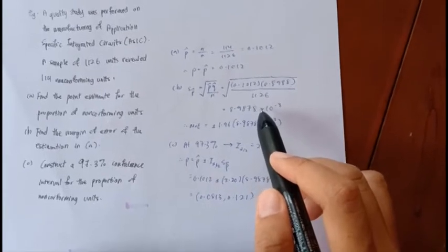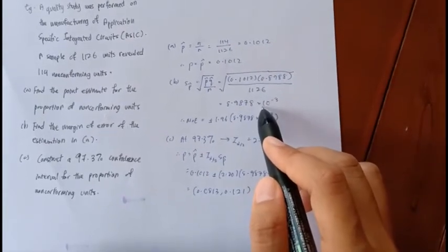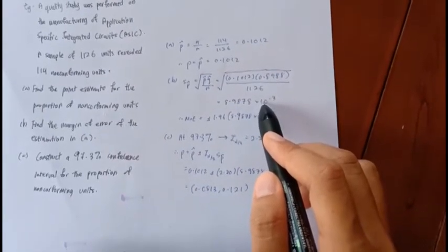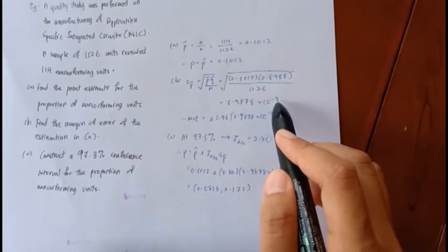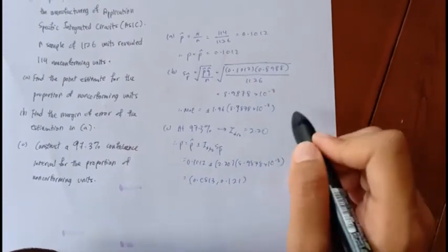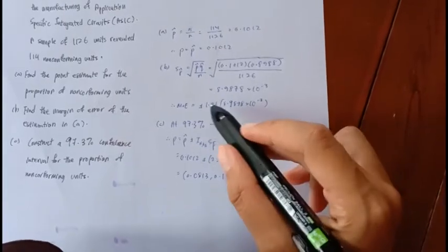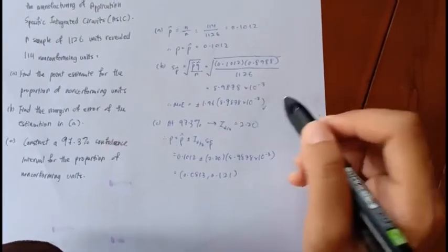8.9878 times 10 to the power of negative 3. And we write the MOE, which is the margin of error, like this.